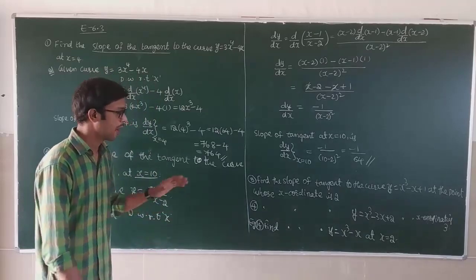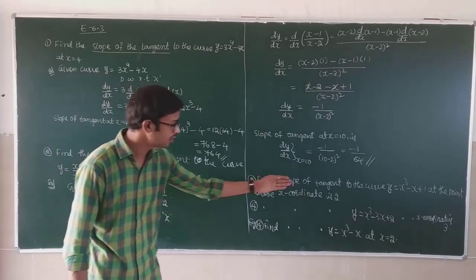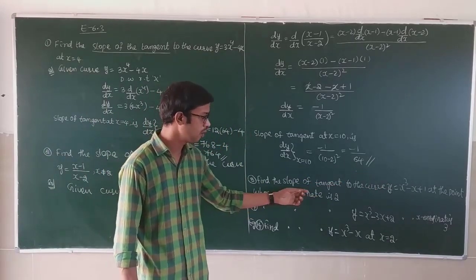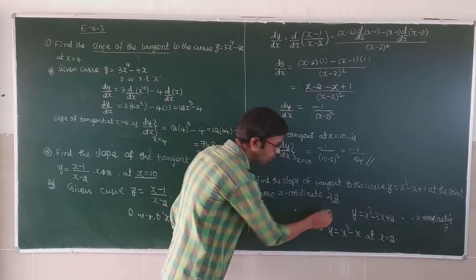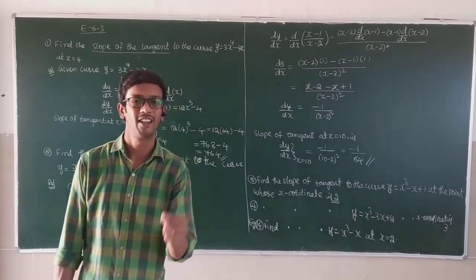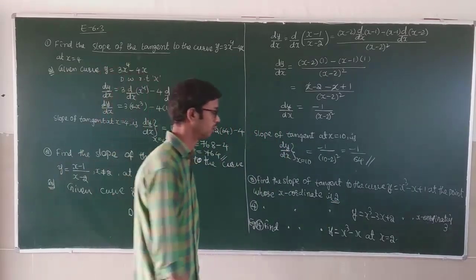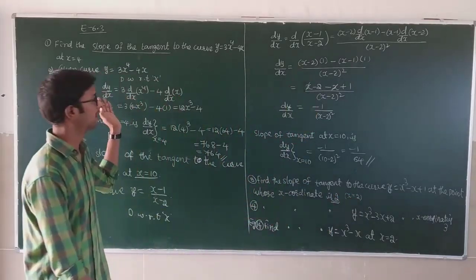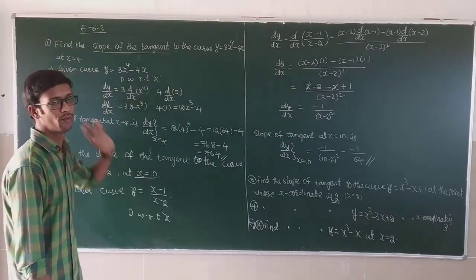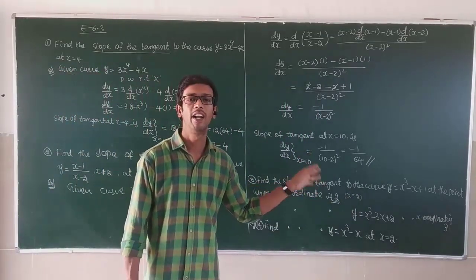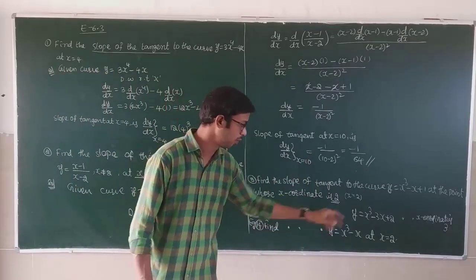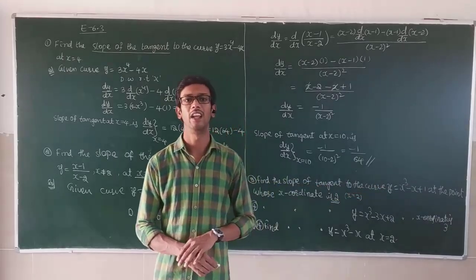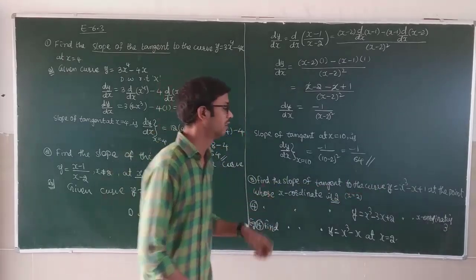Next, problem number 3. Find the slope of the tangent to the curve at the point where the x coordinate is 2. The x coordinate is nothing but the x value, so x is 2. You can make this x equal to 2. It is a similar problem, only the curve given is of this type. Here the x coordinate means the x value is 2. Next, find the slope of the tangent to the curve where the x coordinate is 3. The x coordinate is 3 means the x value is 3.